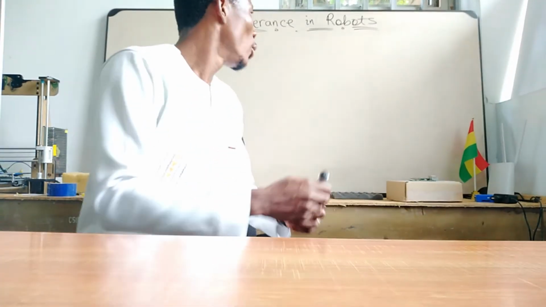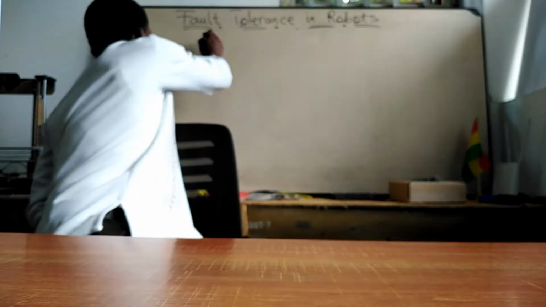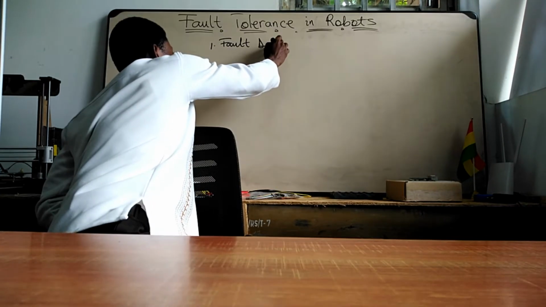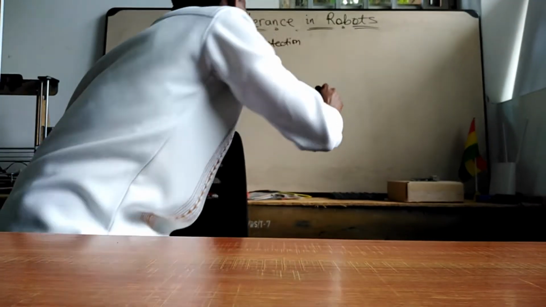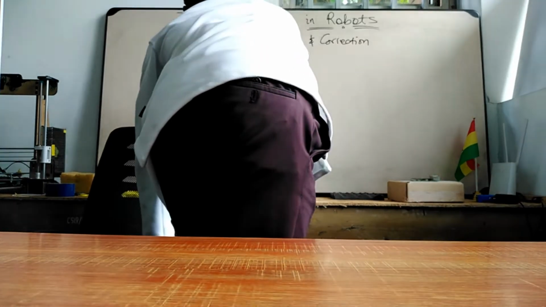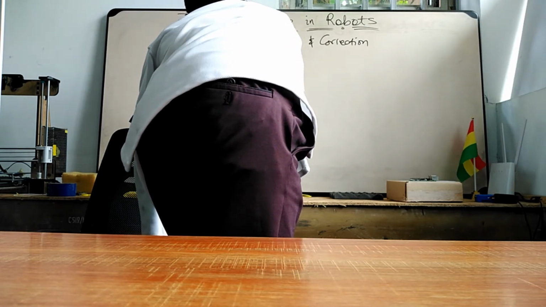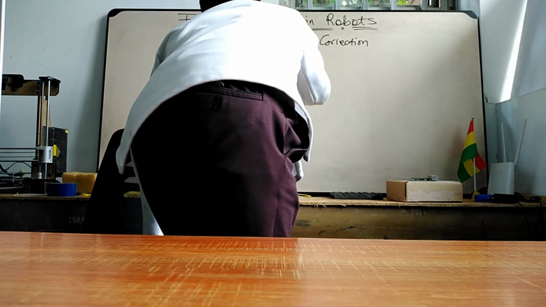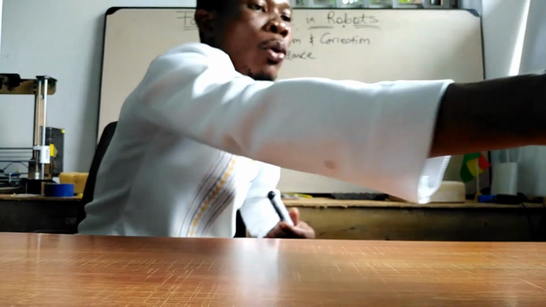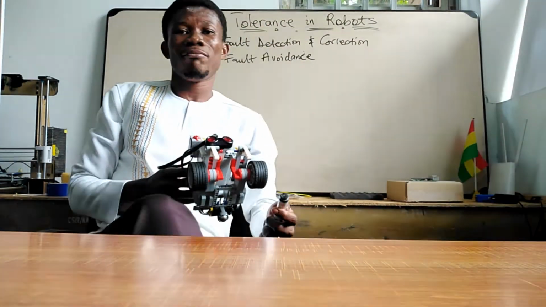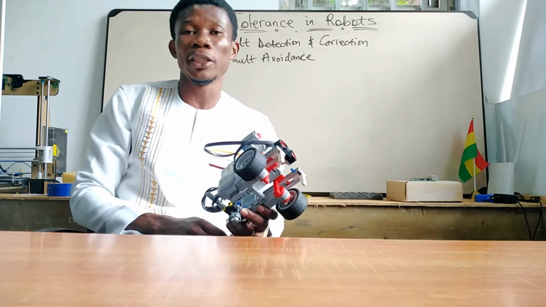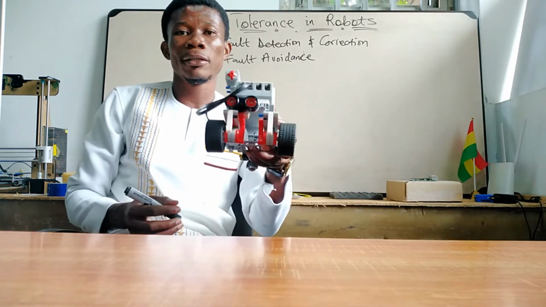So in fault tolerance, we'll be dealing with one, fault detection and correction. Then two, we'll be talking about fault avoidance. We'll try to demonstrate that using a simple robot, and then we'll move on to use PID controllers to handle these faults.